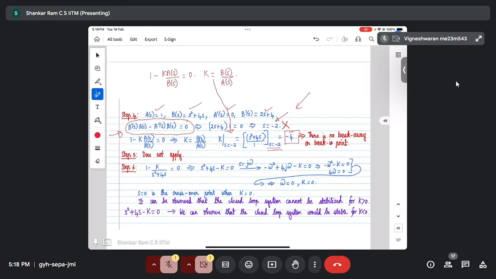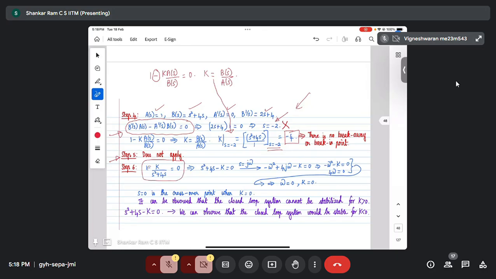So once again, please note that the steps are all similar. There are subtle differences. Wherever you have an angle condition, you need to change the angle, and wherever we had the closed loop characteristic equation, the plus becomes minus. All right, so that's what happens. Now step 5 does not apply here. Step 6. Once again, we look at the closed loop characteristic equation.